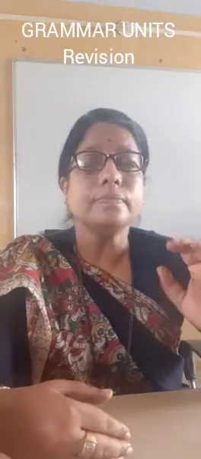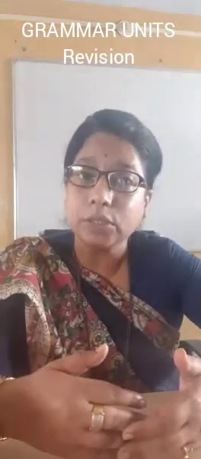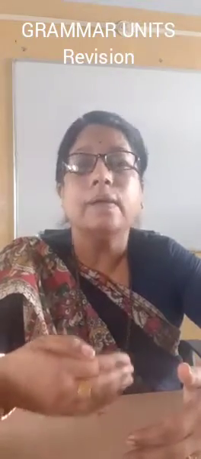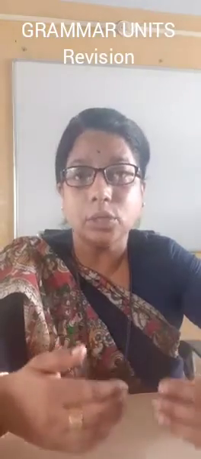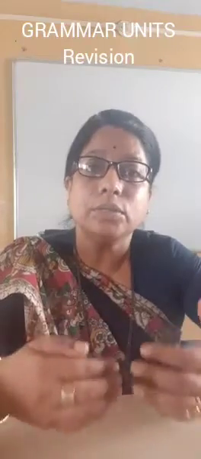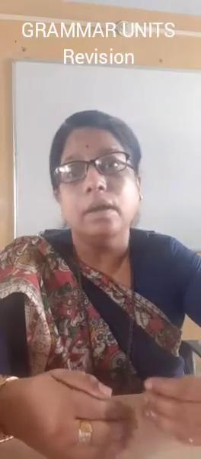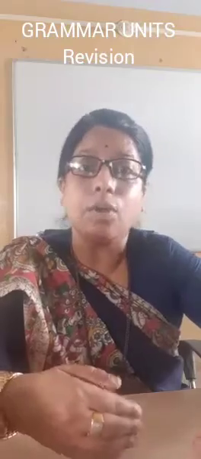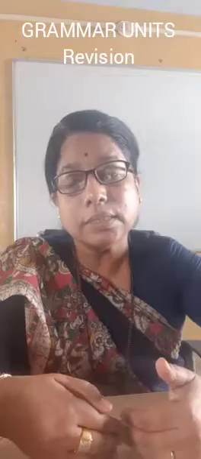Clauses are made up of some elements, and which are those elements? Subject, verb, object, complement, and adverbial. Subject is the theme, the topic about which the sentence is constructed. Then we have the verb. Verb is the element that talks about the action, or what is happening to, or what is done by the subject.